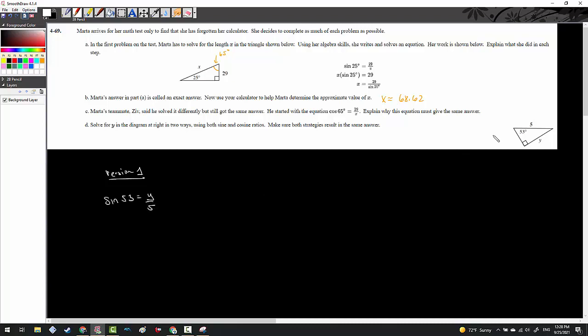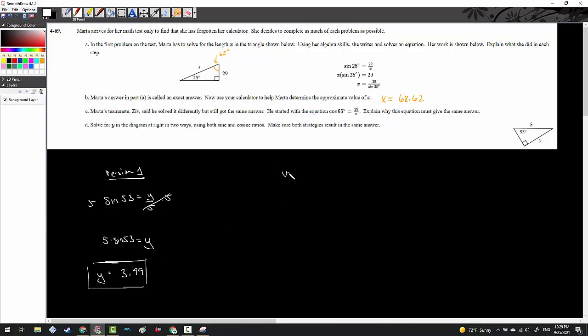Again, why did I choose sine? It's because I've got an angle, opposite side, hypotenuse. Multiply both sides by 5, and I get y equals 5 times sine of 53. That ends up getting me y equaling 3.99.